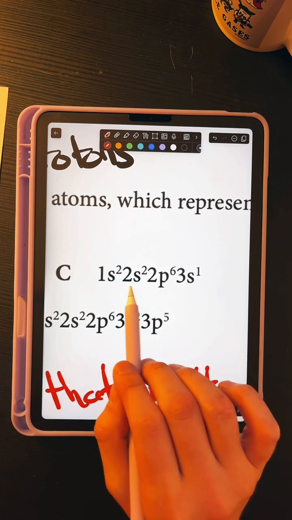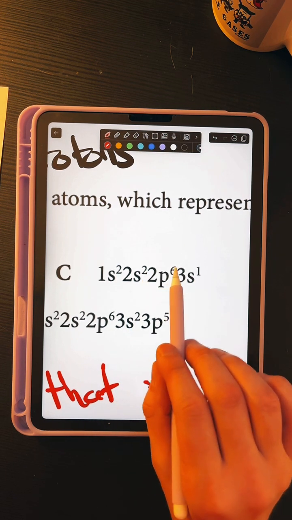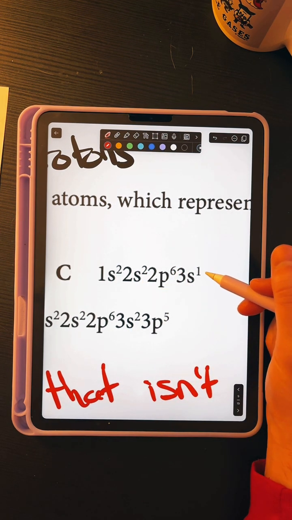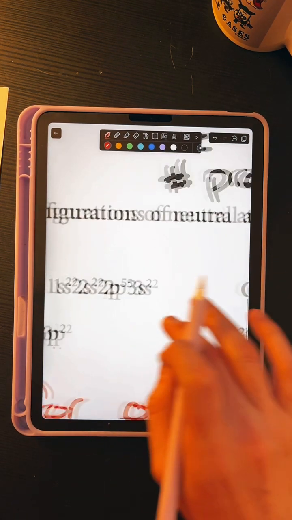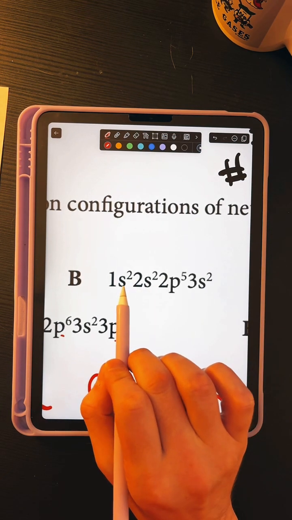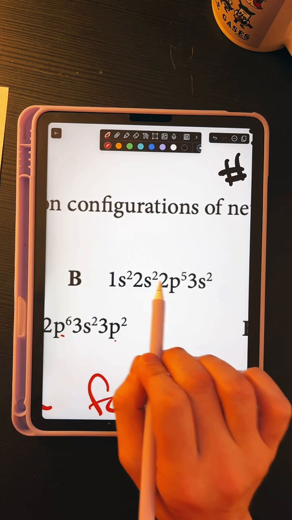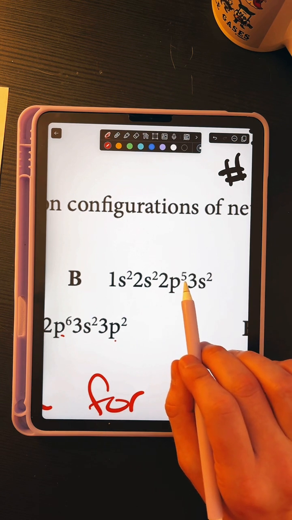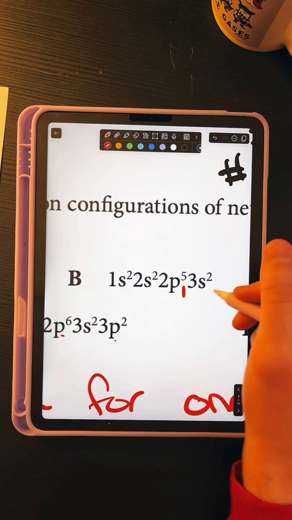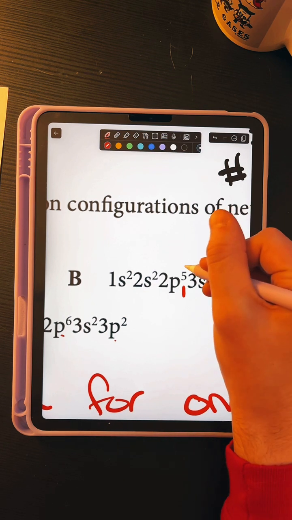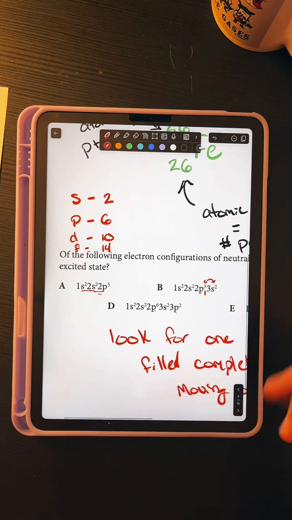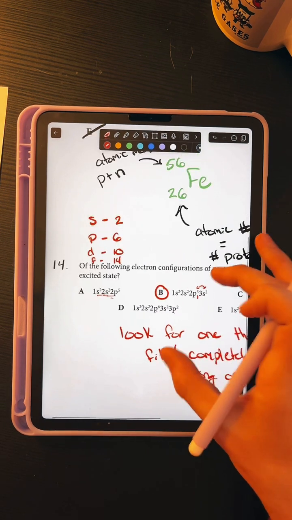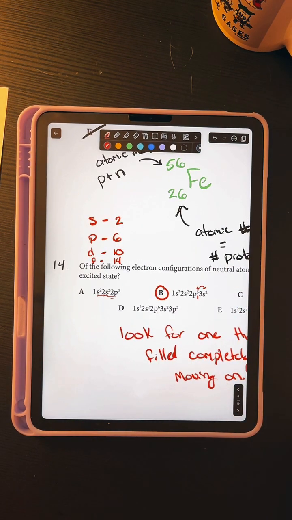C, S filled with 2, S filled with 2, P filled with 6, S not filled with only 1, but that is at the end, so it's not in an excited state. B is S filled with 2, S filled with 2. P is not completely filled, and it is not at the end, right? We have something coming after that. So one of these electrons that was a 6 moved up and got excited and moved into the S orbital. So the choice here for the excited state is choice B.